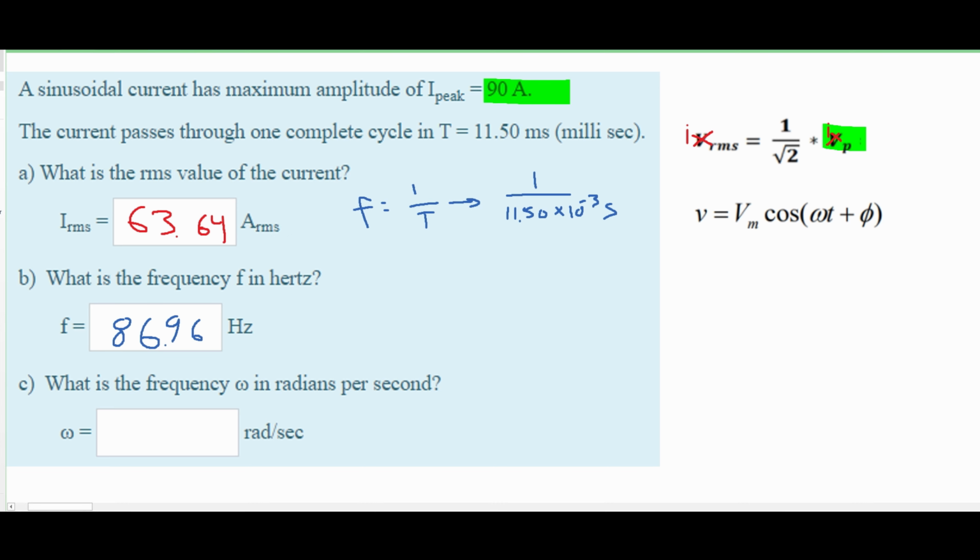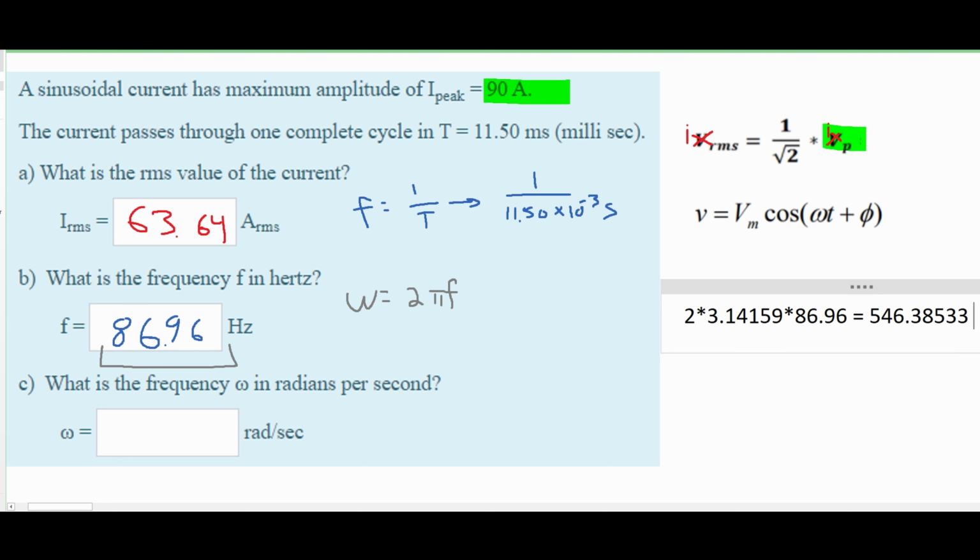So we have, what is the frequency omega in radians per second. If we look in the notes, again linked below, we have the omega formula as omega is equal to 2 pi times our f. We know our frequency, we actually just found it. It is 86.96 hertz. So all we need to do is plug this into a calculator. If we do this, we are going to get approximately 546.4. And that is how you would go about solving this problem.